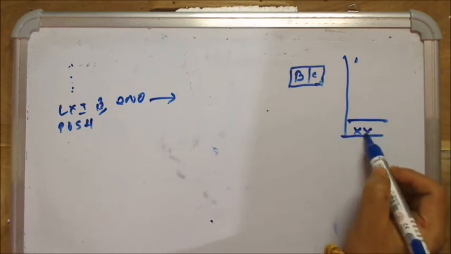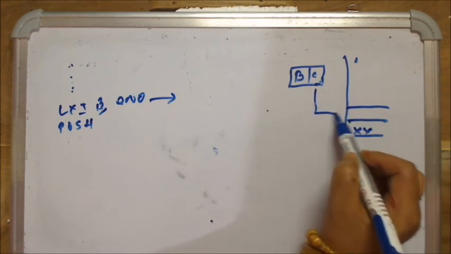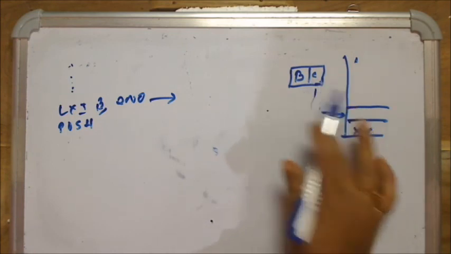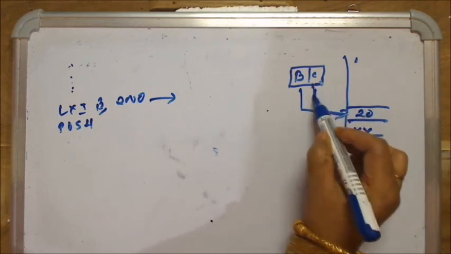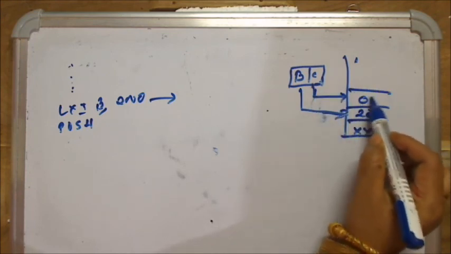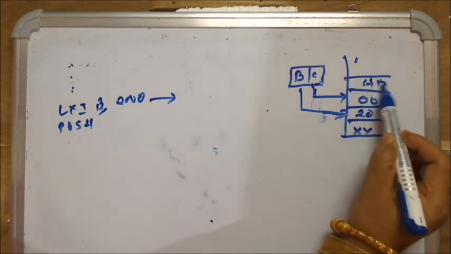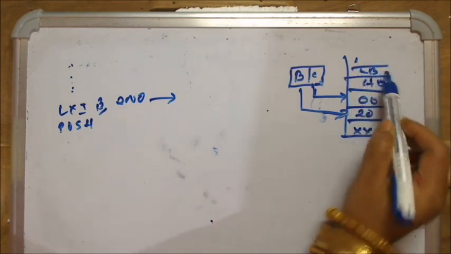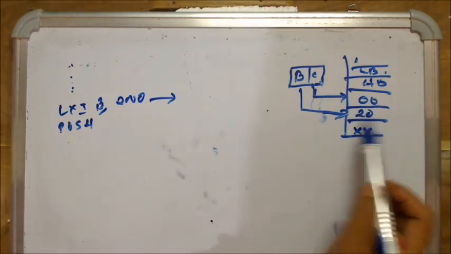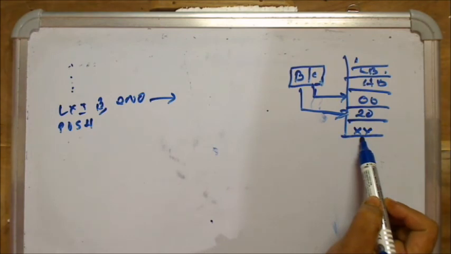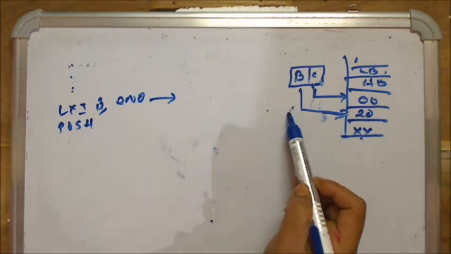This is the top of the stack. This is the value of B, that is 20. The value of C is 00. Okay, and this is the higher byte, and this is the lower byte. Understood? So this is how 2000 is pushed into the stack. This is the top of the stack, I already told, and the pair is pushed into the stack.